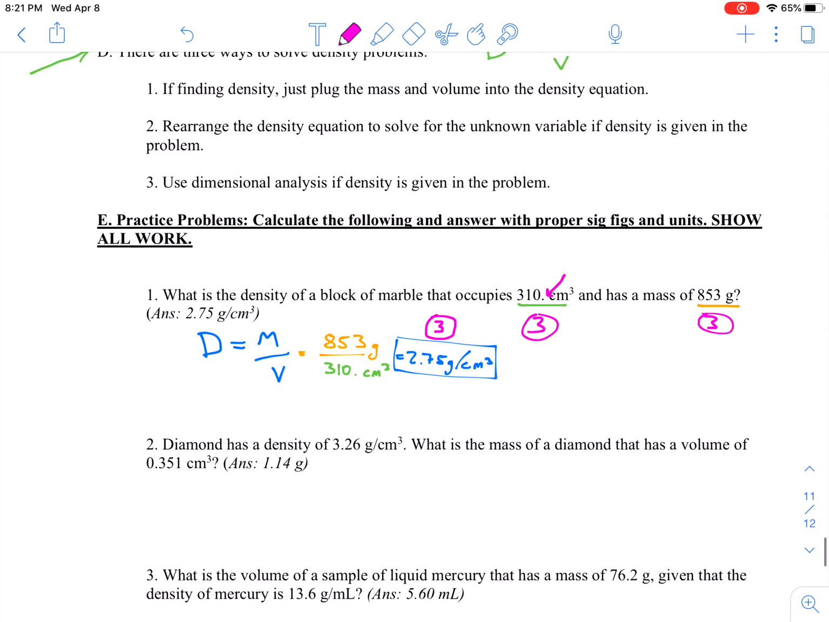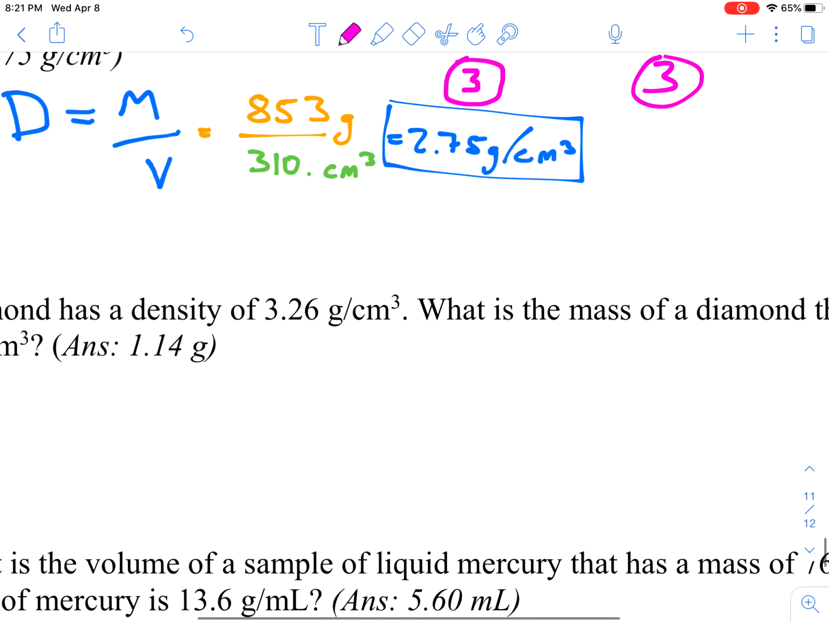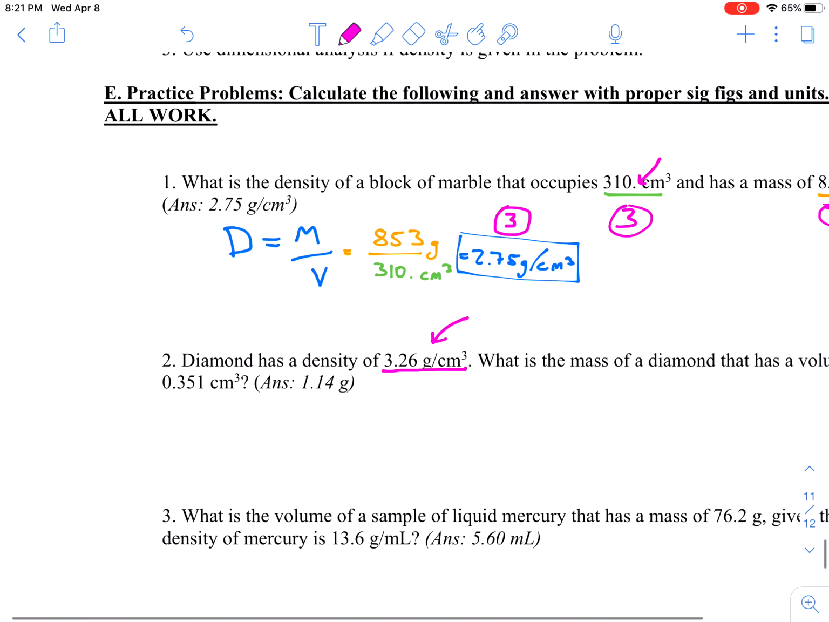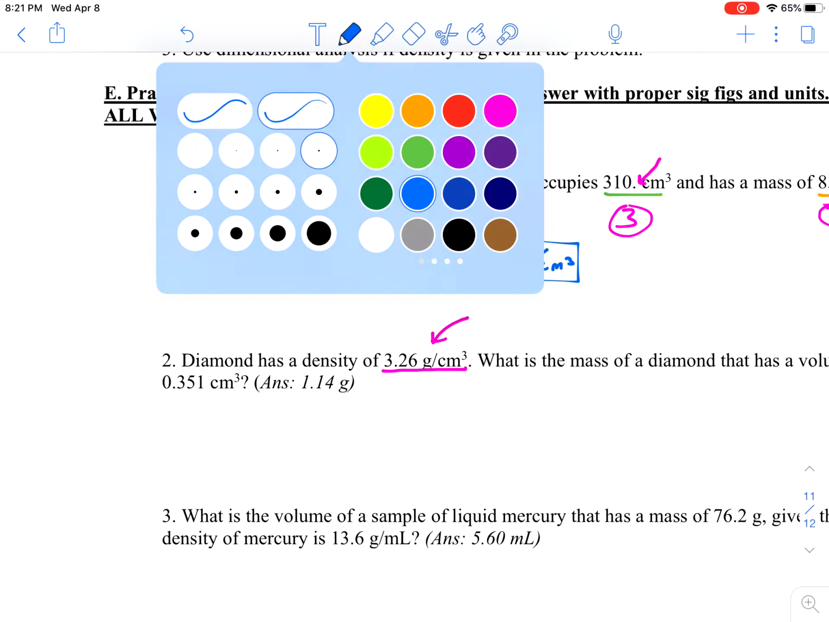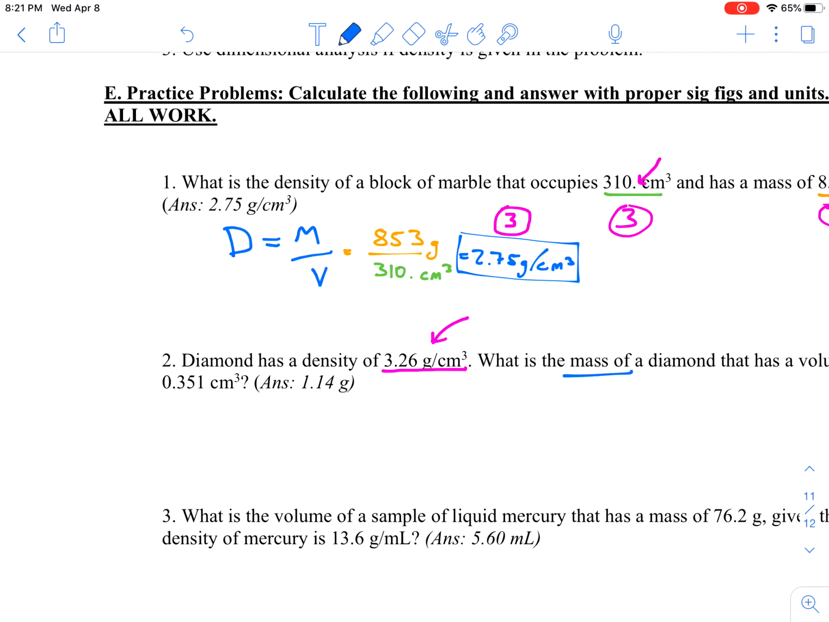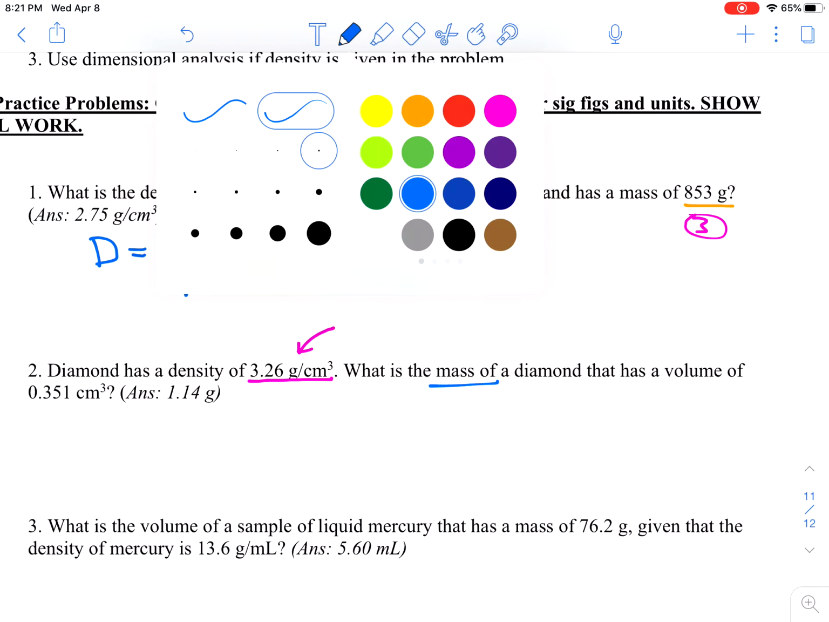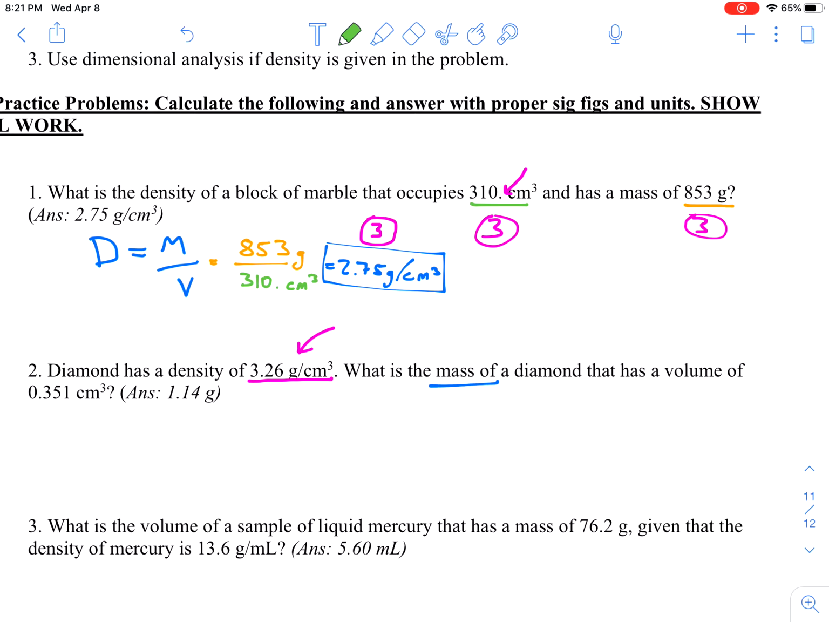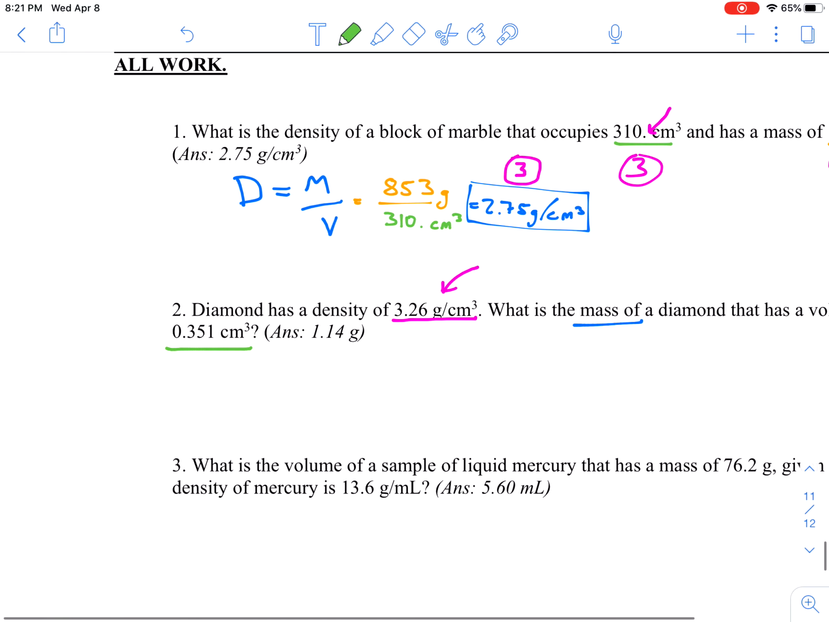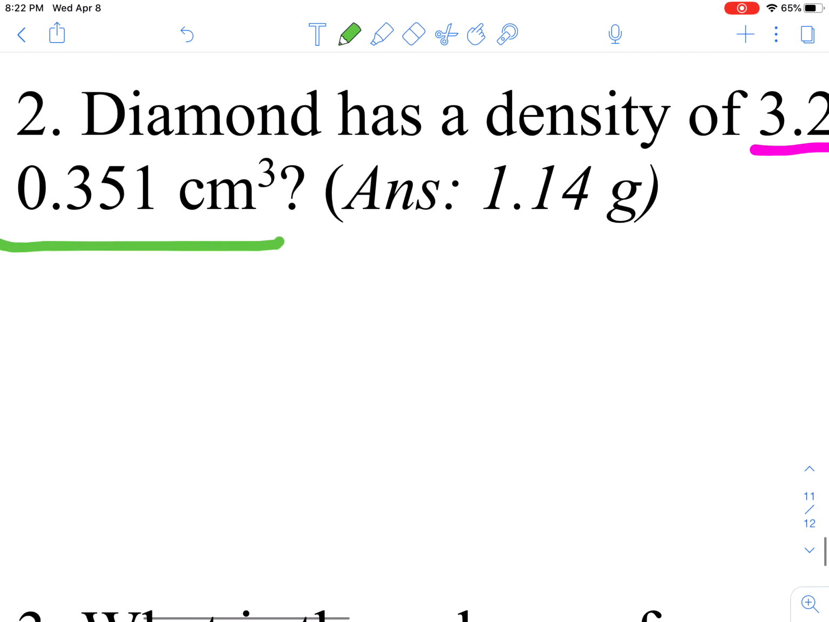Let's look down at number 2. In number 2, you'll notice that a density is given. Density being given in a problem is a red flag that you want to use this as a conversion factor. So ultimately in this problem, we are interested in the mass, and we're given a volume. And the volume in this case is 0.351 cubic centimeters. So we're going to start with the number that's given to us, and we're going to use dimensional analysis. We have 0.351 cubic centimeters.